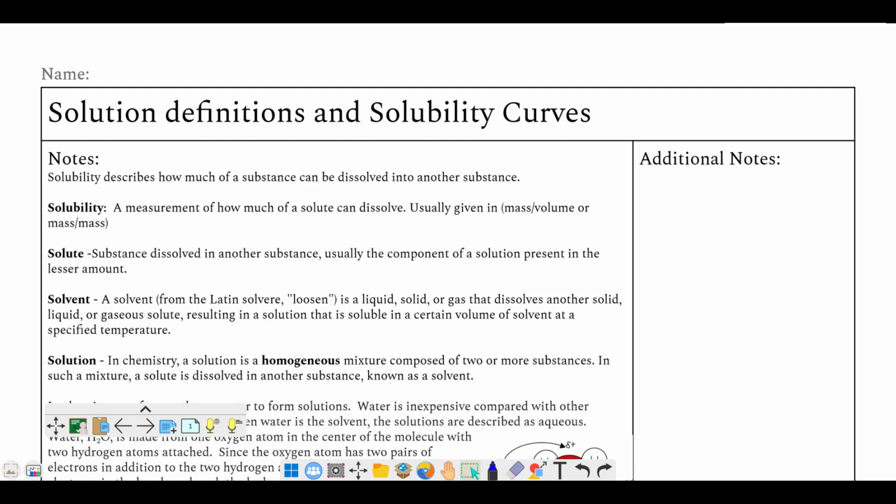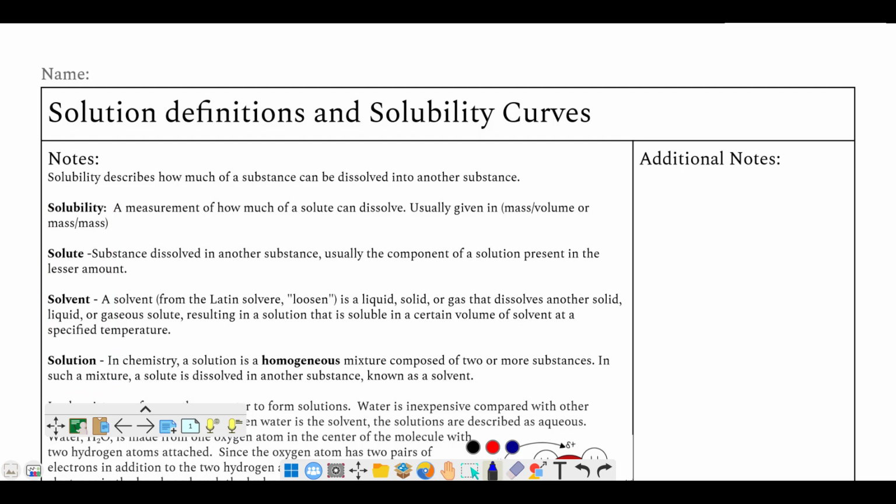Now, the most important thing I could tell you about this unit is that it involves lots of words that start with the letter S. You can see 4 of them right here on the page: solubility, solute, solvent, and solution. Lots of students get tripped up over these words, so let's review them now.